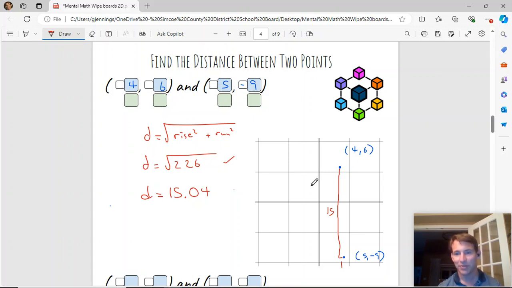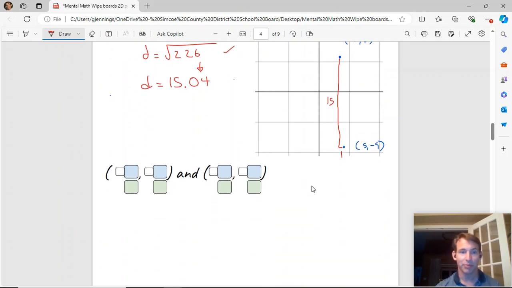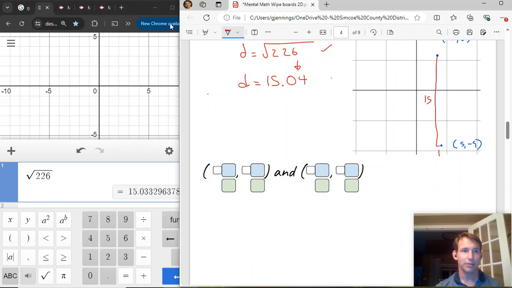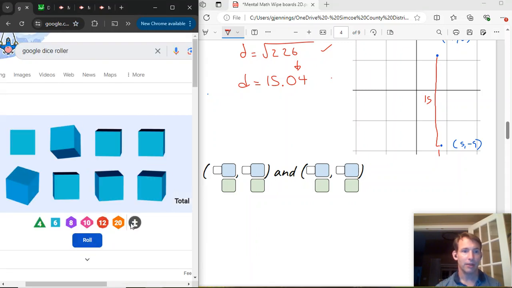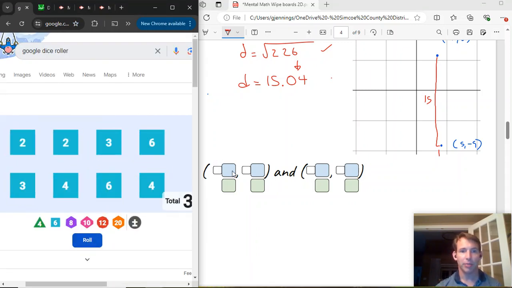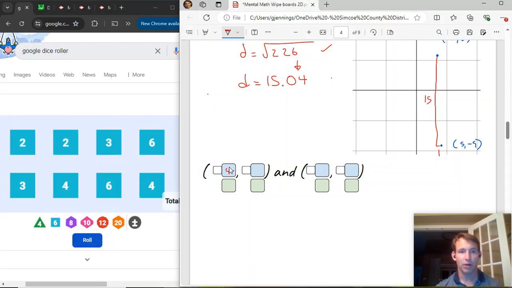All right, so that's pretty well lit. How do you guess these? Well, I'll show you with a different example. Let's roll some more dice. And we'll try something with a little bit bigger run and rise. So this is a 4, this is a 9, this is a 7, and this is a 10. So let's put these ones negative and these ones positive.